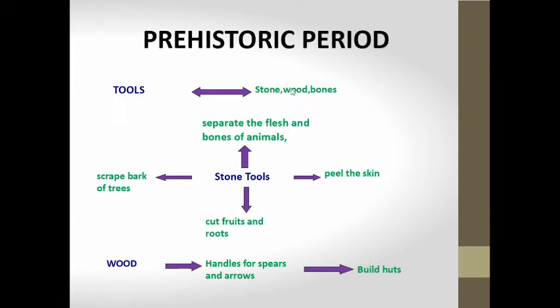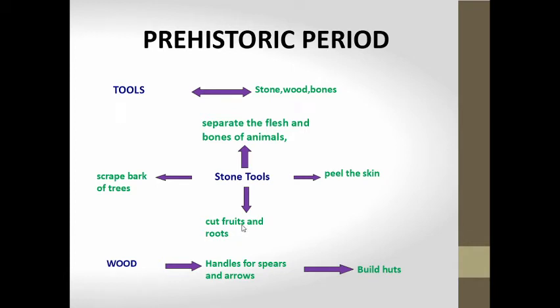So since wood and bones don't survive, they are not found now, and only stone tools are there. So what did they use the stone tools for? Stone tools were used to separate the flesh and bones of animals. Since they were hunting, they used them to separate the flesh and bones of animals, then to peel the skin of the animals, then for food gathering.